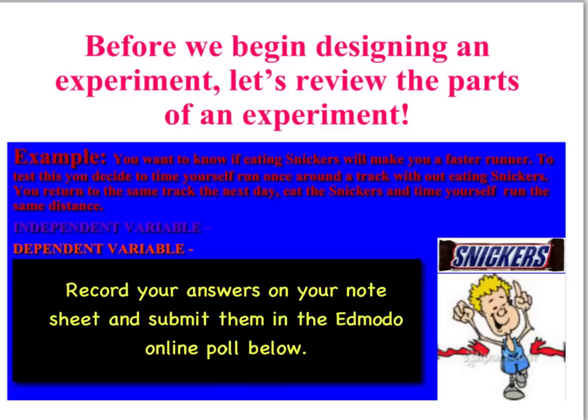And then the dependent variable is what you're measuring. So what are you going to be measuring at the end of the experiment to see if the independent variable caused an effect? That would be your dependent variable, what you're measuring.